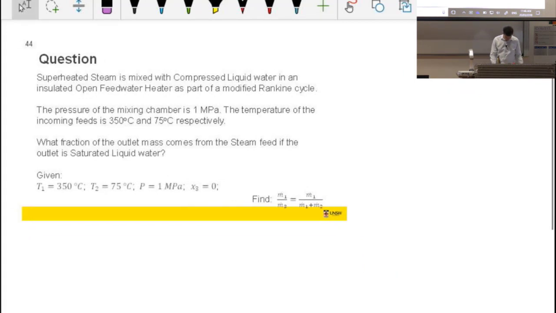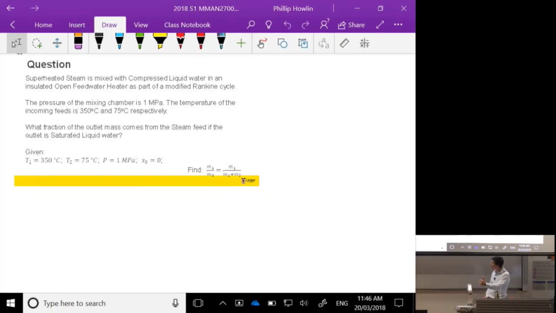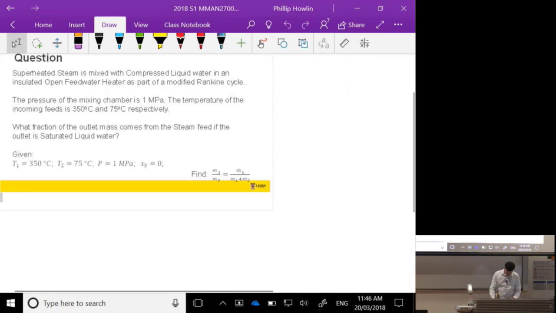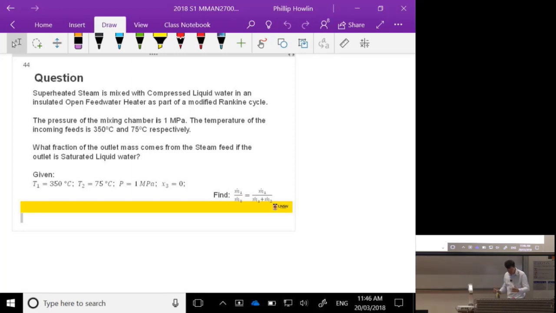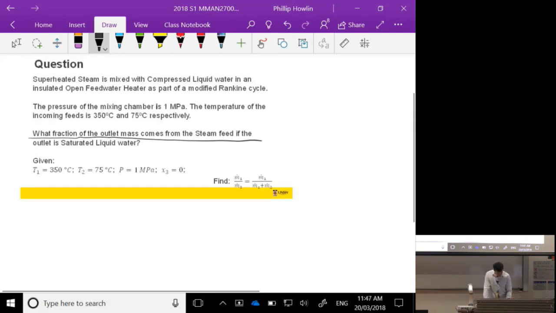Question 44. Superheated steam is mixed with compressed liquid water in an insulated chamber, so insulated, Q is zero. No mention of a shaft providing any stirring, so work is zero. Right? And we're asked for the fraction of outlet mass that comes from the steam feed.